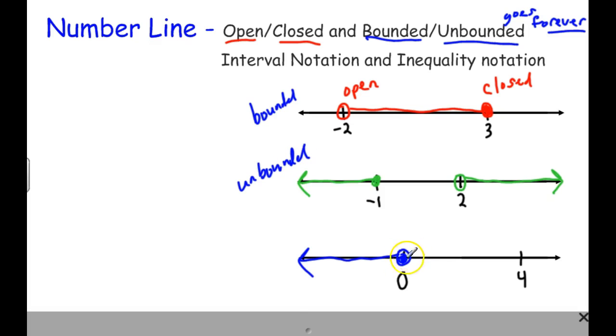This one goes forever to the left. It is unbounded. It goes in one direction. That's all it has to go to be unbounded. It goes in one direction forever. Now let's talk about the way we represent these graphs algebraically. So if I'm going to represent these algebraically, I'm going to teach you a new thing. It's called interval notation.